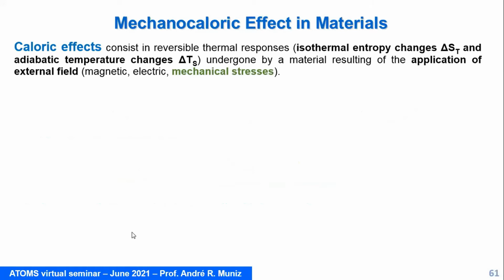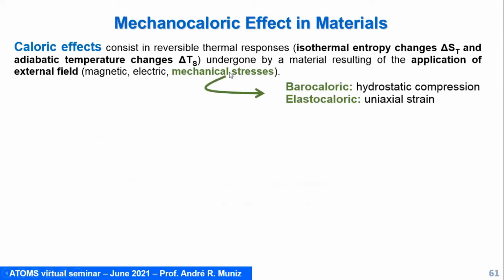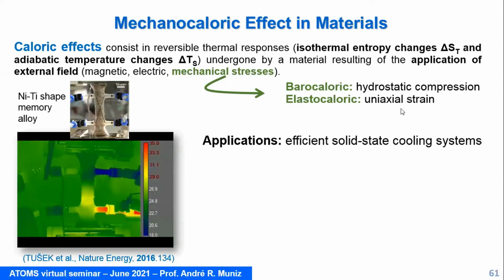These caloric effects consist of reversible thermal responses undergone by a material as a result of applying an external field. When this external field consists of mechanical stresses, we have what we call the barocaloric effect by application of hydrostatic compression, elastocaloric by uniaxial strain. Basically, you deform the material, and it's going to heat up or get colder.